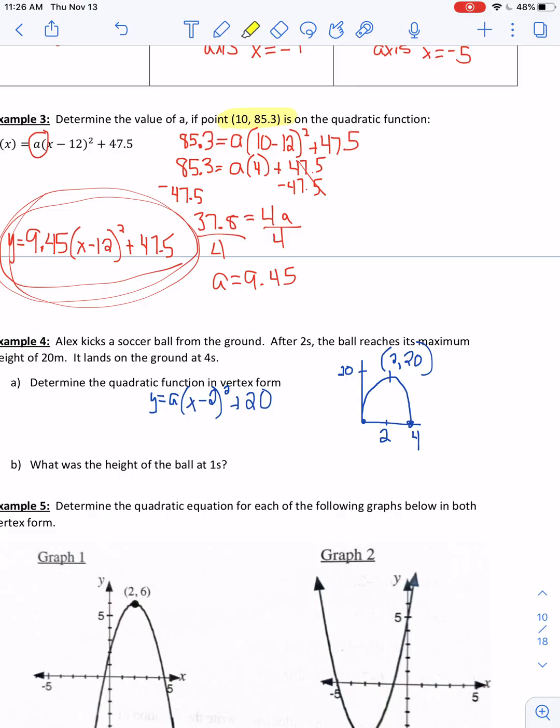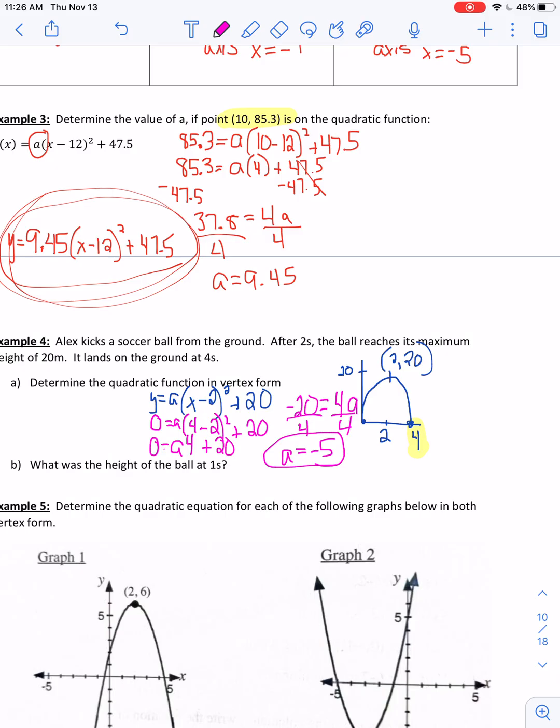And then you can use any ordered pair. I'm going to use the 4 to help me find the a value. So when y is 0, x is 4. That's what I'm replacing there. So 4 minus 2 squared gives me, 4 minus 2 is 2, squared gives me 4, so I have 4a plus 20. I can subtract that 20 over to the 0 and I get -20 equals 4a. Divide both sides by 4 and I get an a value of -5.